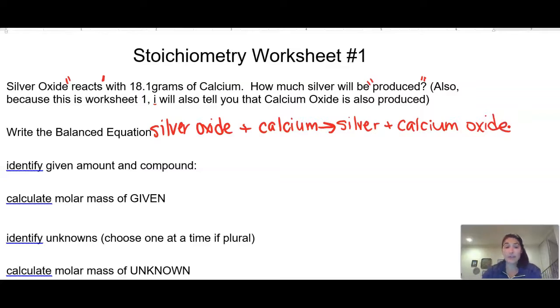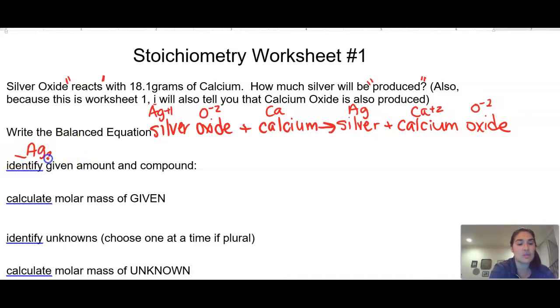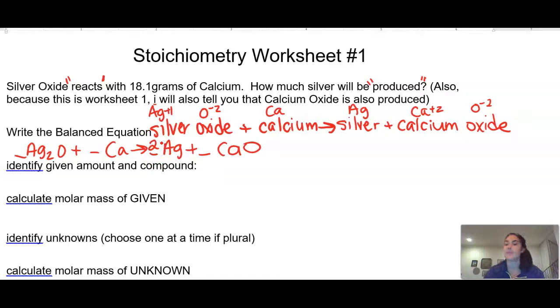And so if it's still helpful for you to take that time, go ahead and write your ions, right? There's no harm in doing that. Calcium alone is just calcium. Silver alone is just silver. And so we're getting all of these charges from the periodic table. Fantastic. Okay, so we've got Ag2O plus Ca giving us Ag plus CaO. And then we can see that there's 2 silvers on the left, 1 on the right, and so we can balance. Okay, so that was the first part.